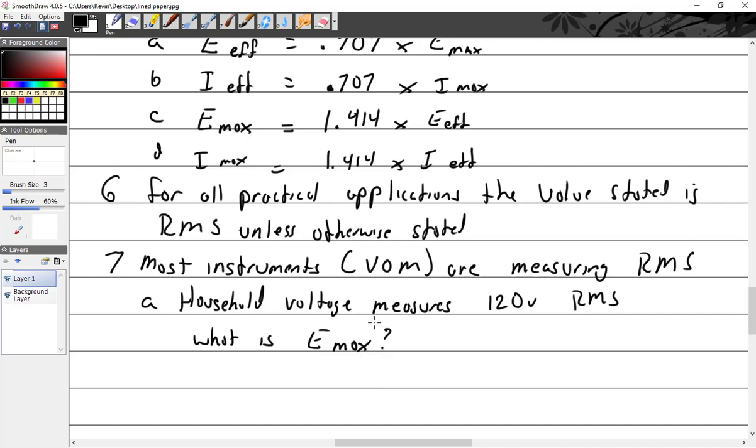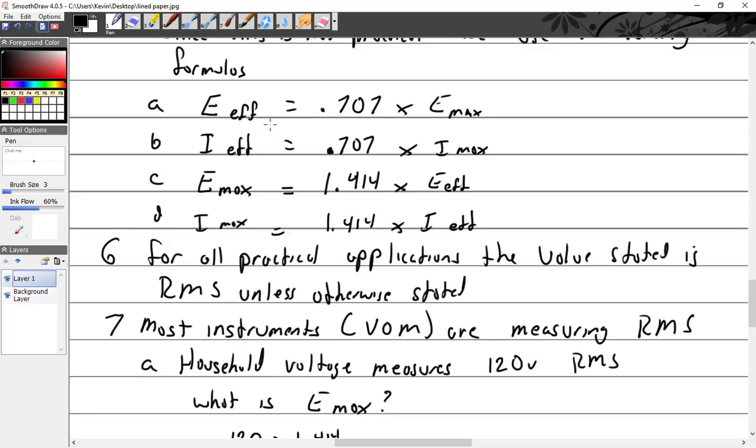What is the max? 169. What is it really? So how are we going to do that? 1.414 times 120. So we're going to go back to this one. I have the effective. E effective is what I'm after.